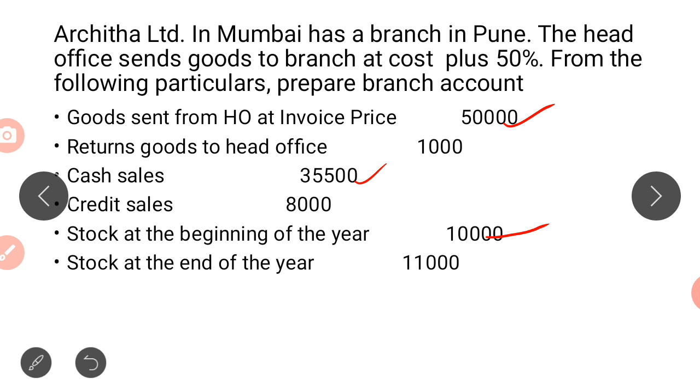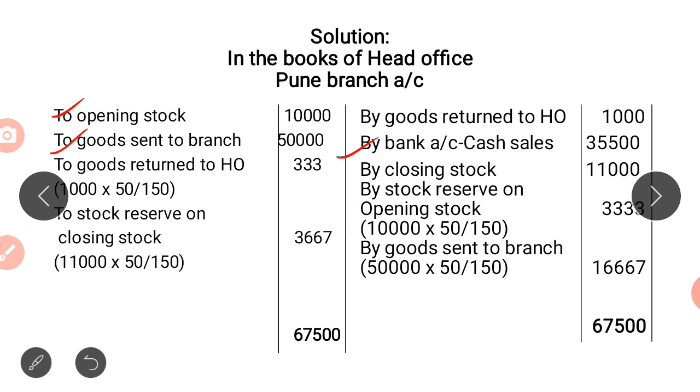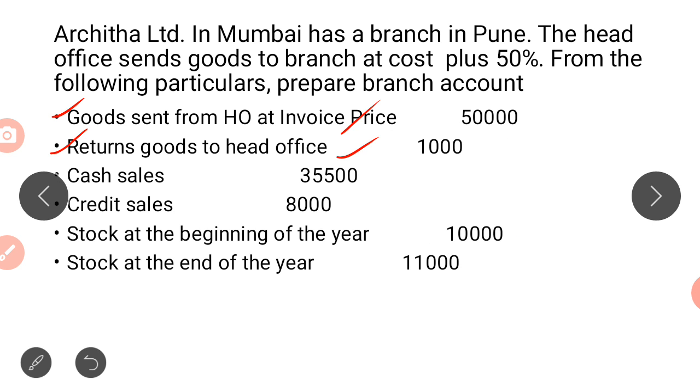Next we have credit sales. Do we have to record it? No, we do not have to record the credit sales. We have returns, goods to head office. Goods are being returned back, so it is by goods returned to head office. Head office is receiving back the goods, so we have to credit it. Next, we finish all with the closing stock at the end.